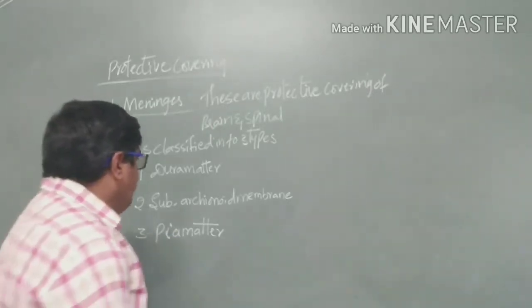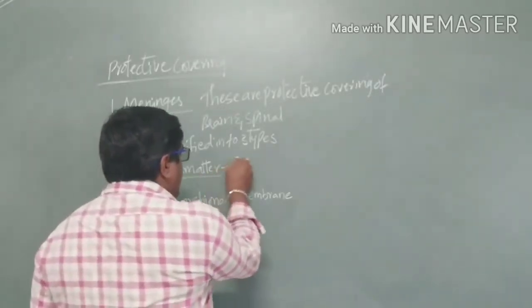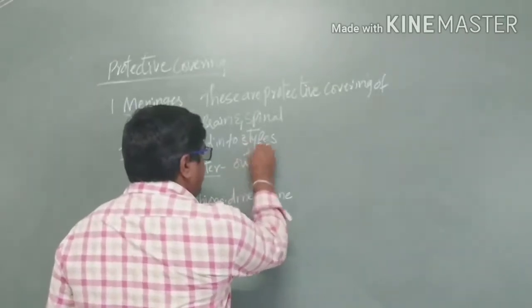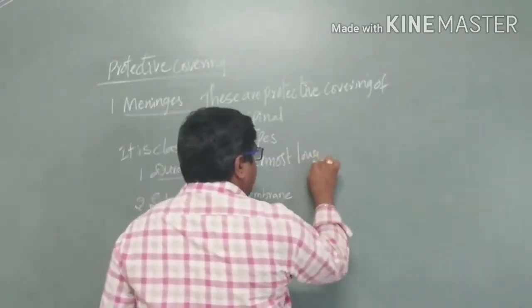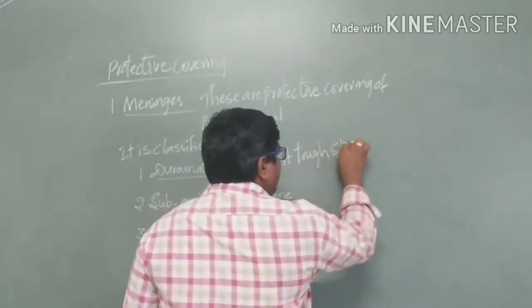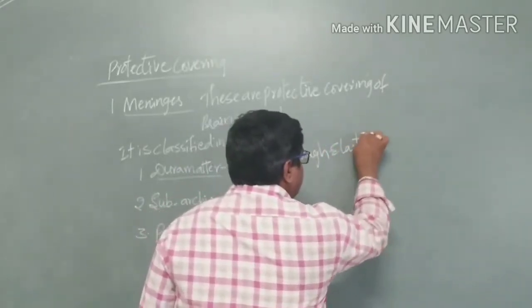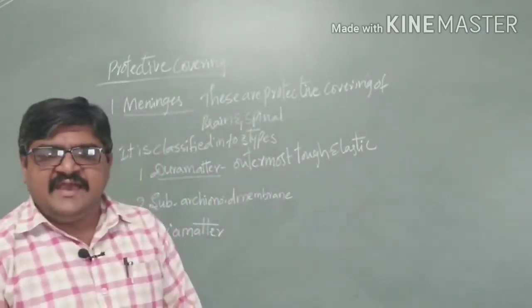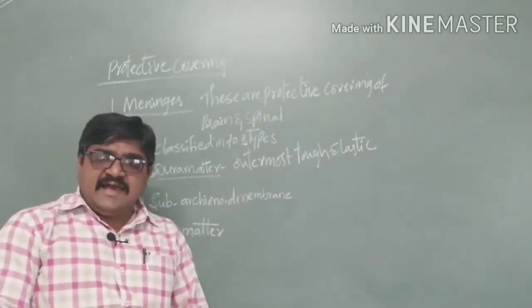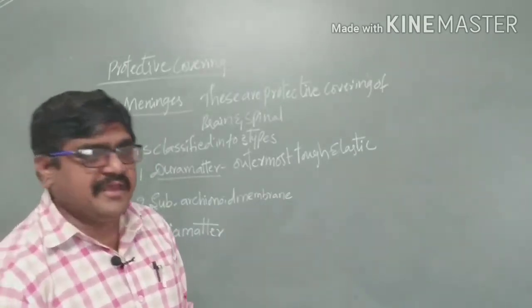The dura mater is the outermost, tough and elastic layer, which is surrounded by the skull as well as the vertebrae.